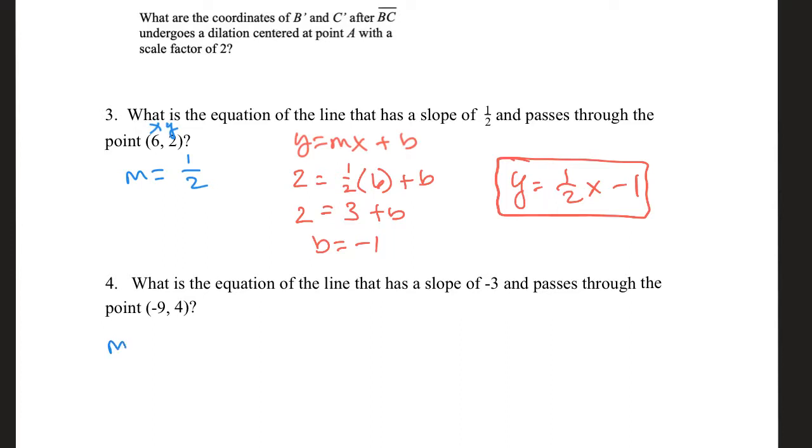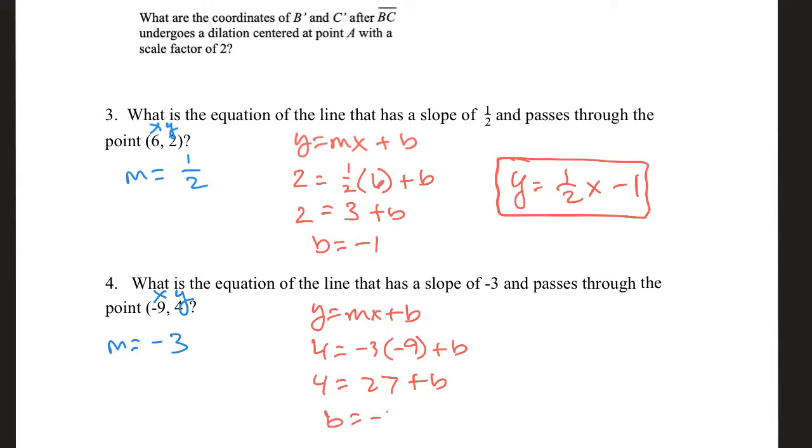All right, same type of question for number 4, just using a different slope and different point. Our slope this time is -3, and we're given an x and a y. This is my x, this is my y. Again, we start with y equals mx plus b. We plug the y, the m, and the x in and solve for b. So y is 4. Our -3 is our slope, times -9, and then plus b. -3 times -9 gives us positive 27, plus b.